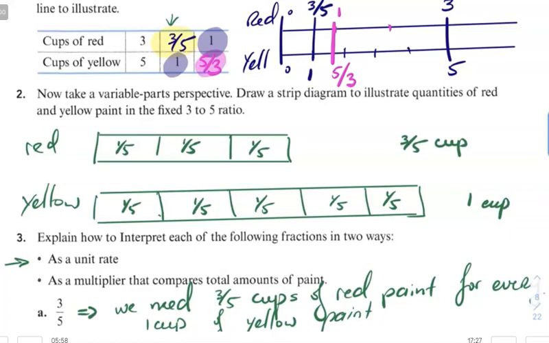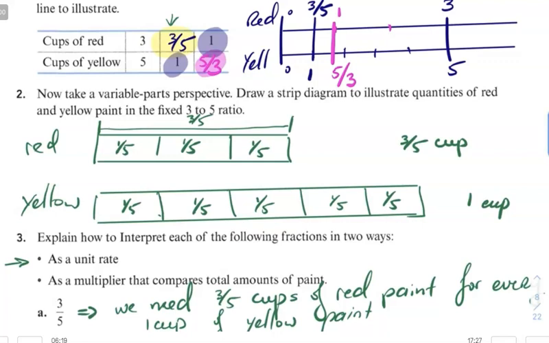All right. Do you see that? So whatever value we had for yellow, we're going to take 3/5 of that, right? 3/5 of that for the red.